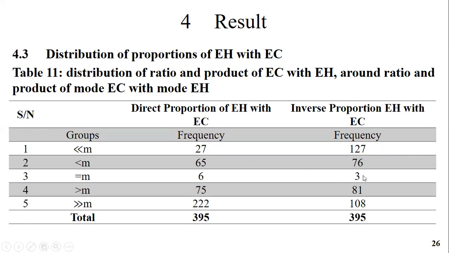Since the product of mod EC and mod EH is 5,400, I have slightly less than that as 76, and we have 127 that have much less than that. And here we have 81 having slightly greater than that, and then 108 having much greater than that.